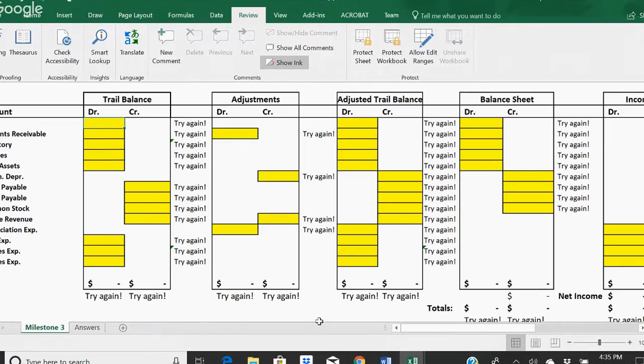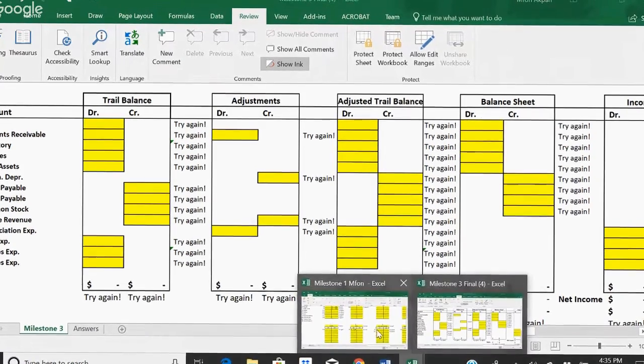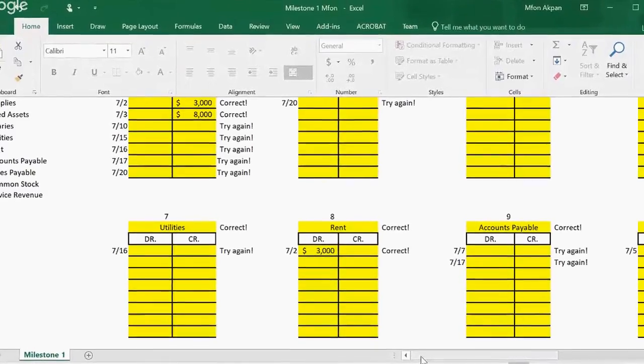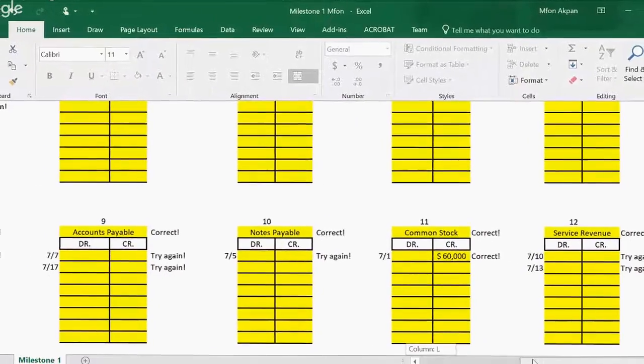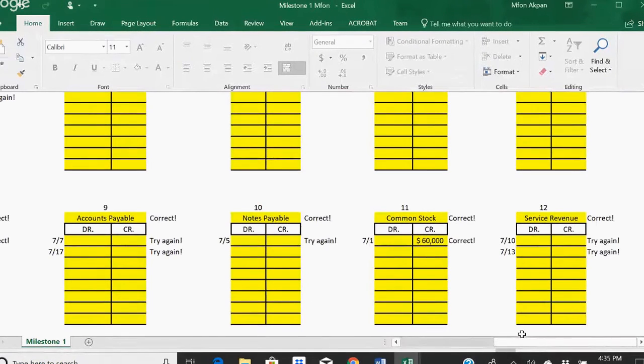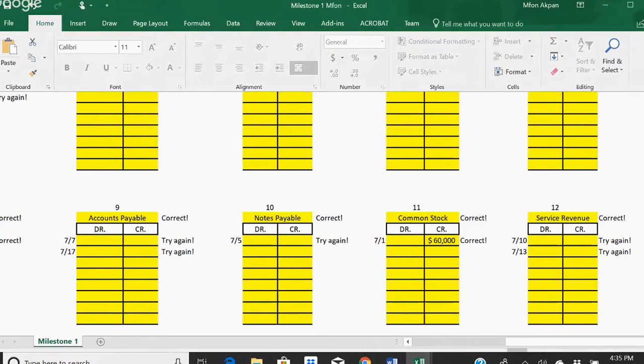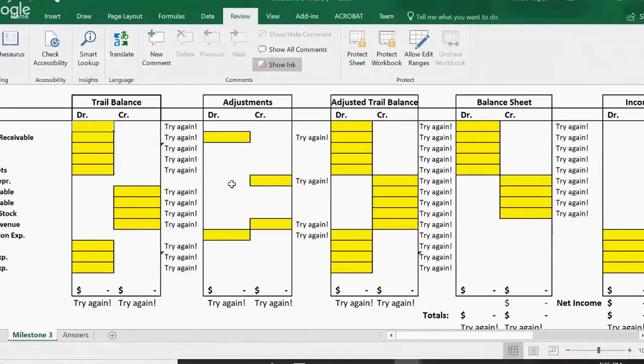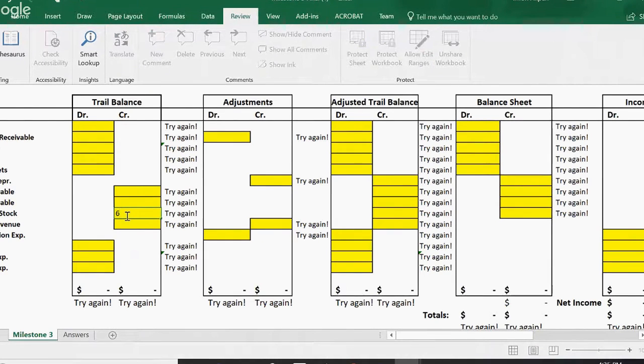So for example, if we go back to milestone 1 and look at our ledger, and we go to, let's say, our common stock account. If we remember, on July 1st, the business was started with $60,000 in exchange for $60,000 of common stock. So if we go to our accounts, we'll see common stock. We'll see a corresponding cell for that. We put in the 60,000 because that's the balance for the common stock. So we get it correct.